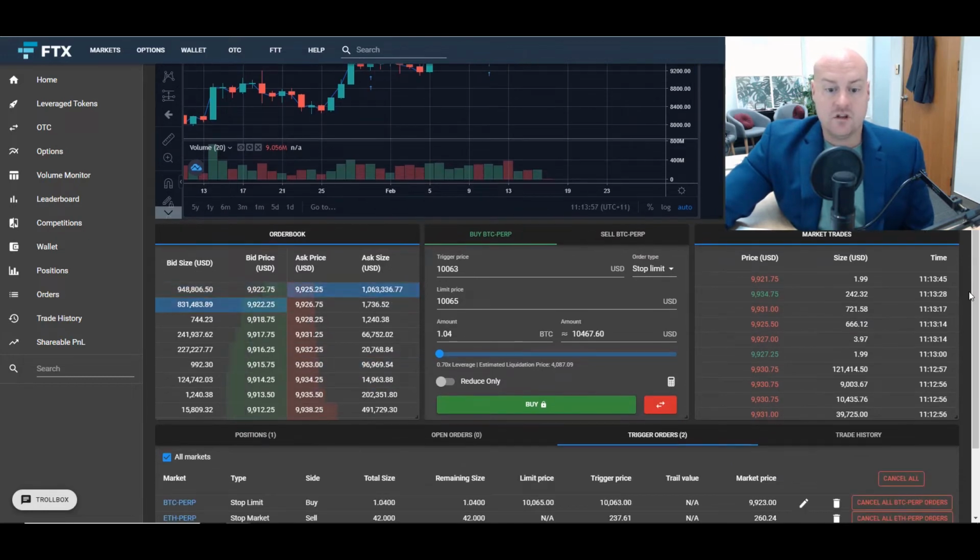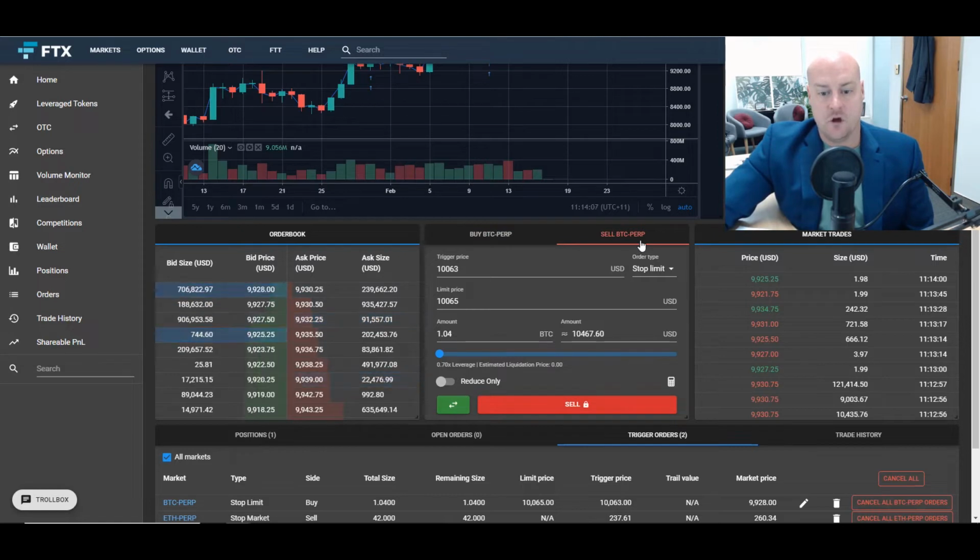Okay. Now I've got to go and put my stop loss in. What I'm going to do is flip this. So I hit this little one here. So now it's a buy BTC perp. Now I click that, sell BTC perp. And what it does is it just reverses the amount, 1.04 Bitcoin. Now I'm looking to my left because here's what I've been using.